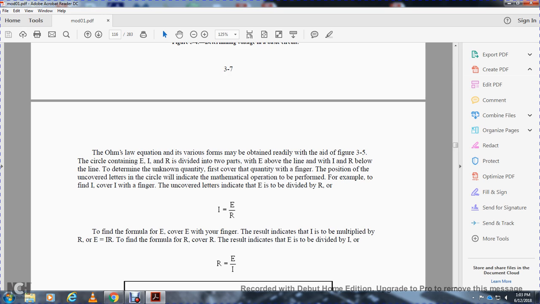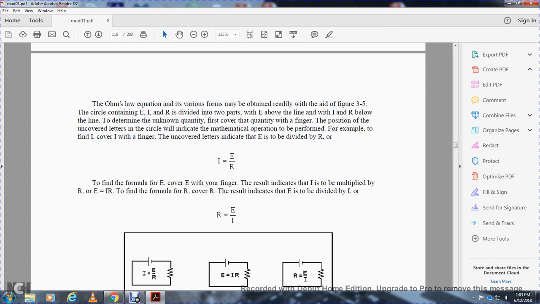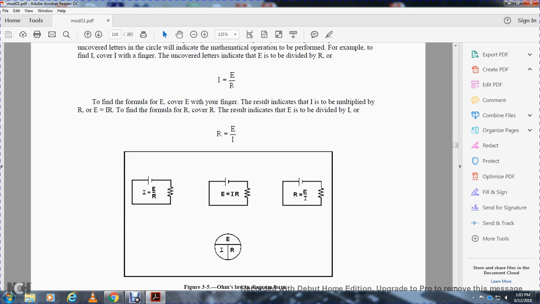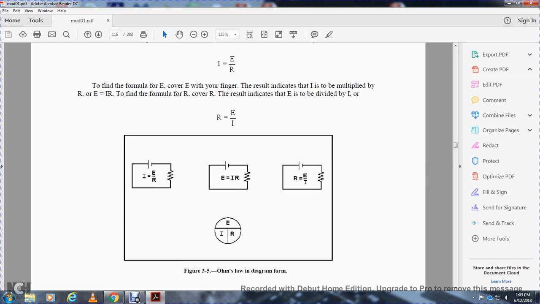Where the volts is covered with your finger, the result indicates that the amps is to be multiplied by the ohms, which equals volts equals amps times ohms. To find the resistance, cover R, and the result is the volts to be divided by the amps, or ohms equals volts over amps.